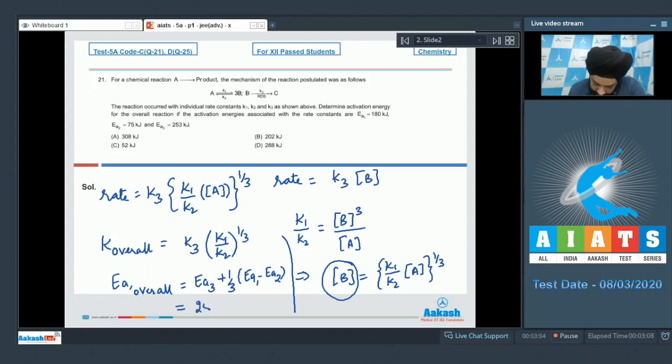EA3 is 253, EA1 is 180 and EA2 is 75. So students, if we solve this expression, we're going to get the value of EA overall equal to 288 kilojoule. So if we look at the options, we have to mark the option D as the correct answer to question number 21. Let us look at the next question now.